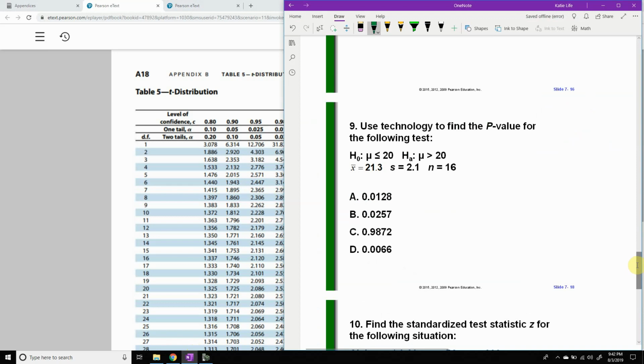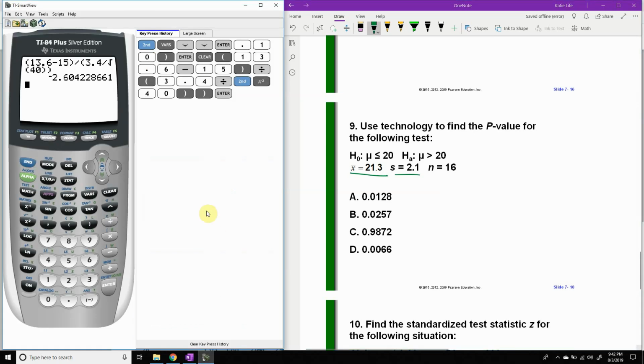We've got a null hypothesis where the mean is less than or equal to 20. The alternative is that the mean is greater than 20. Sample average 21.3, sample standard deviation 2.1, and a sample size of 16.